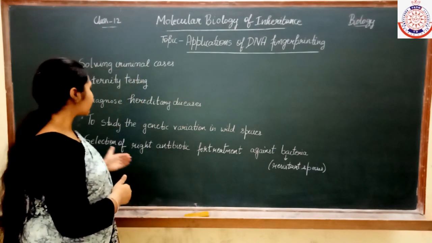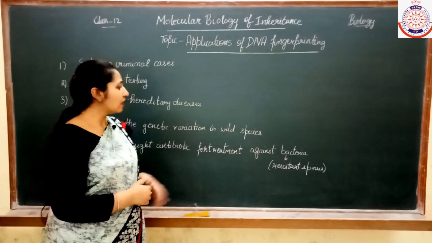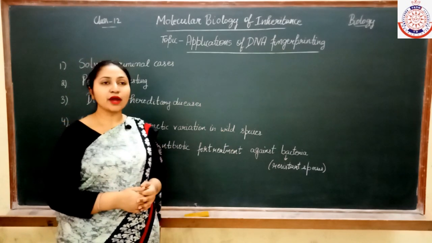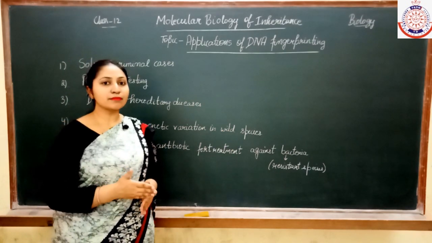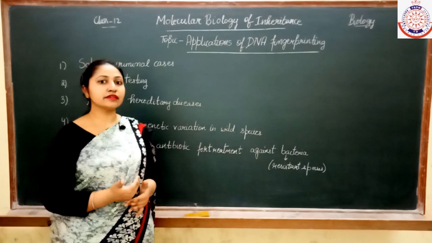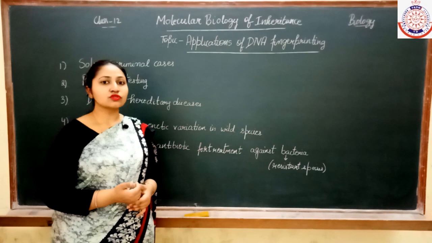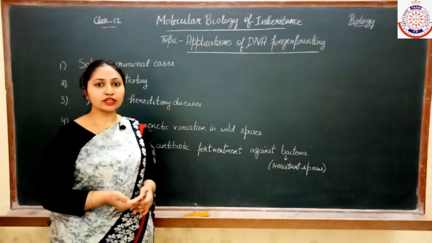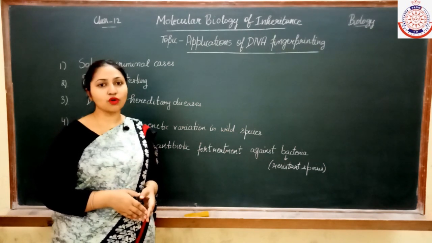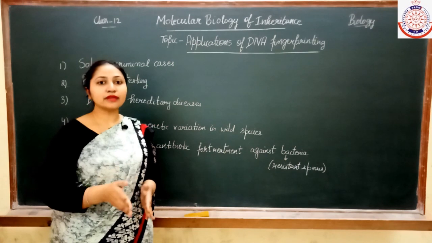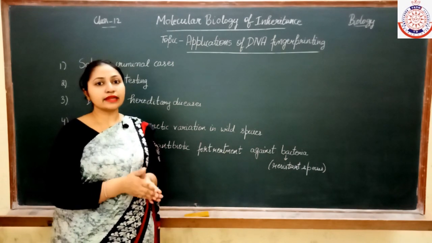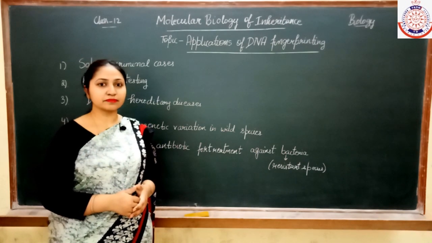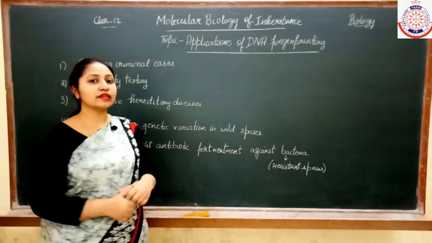Now next is the selection of the right antibiotic treatment against bacteria, especially resistant species. Antibiotics kill the bacteria, but some bacteria develop resistance against the antibiotics. So on the basis of DNA fingerprinting, we will come to know about the genetic variation present in the resistant species of bacteria, and on that basis we will select the right antibiotic which will kill the bacterial species. So these are the applications of DNA fingerprinting.